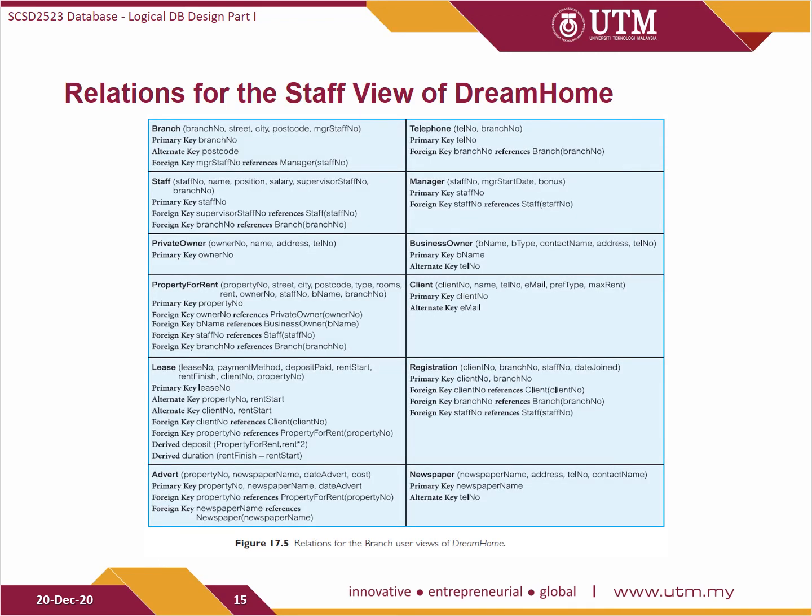Now, this slide shows relations for the branch user views of Dream Home. So you have the branch entity with the attributes of branch node, street, city, postcode, and manager staff node, with the primary key, alternate key, and foreign key. Then you have a telephone entity with the attributes, primary key, and the foreign key. This is the example that you should have for your relations: entities, primary key, alternate key, and also the foreign key.